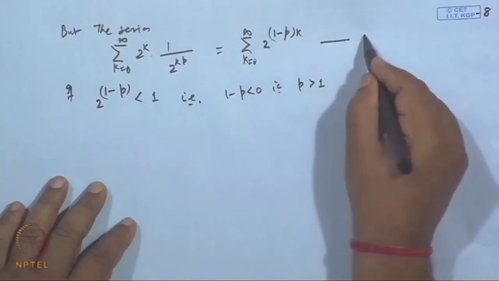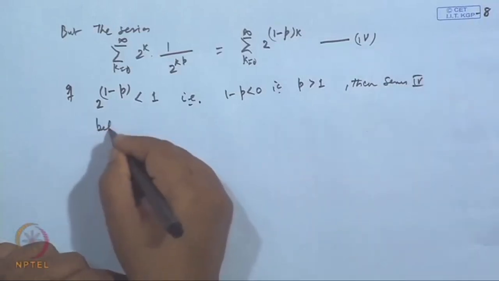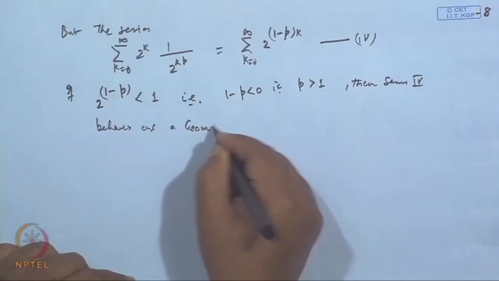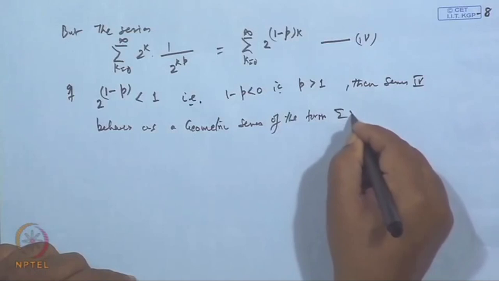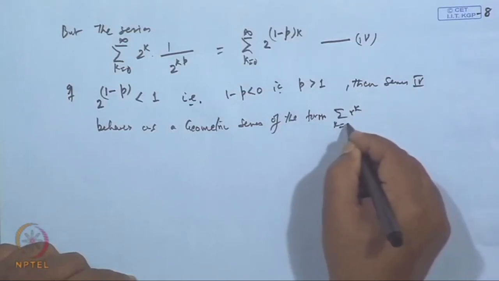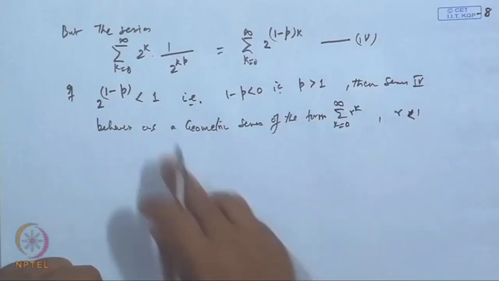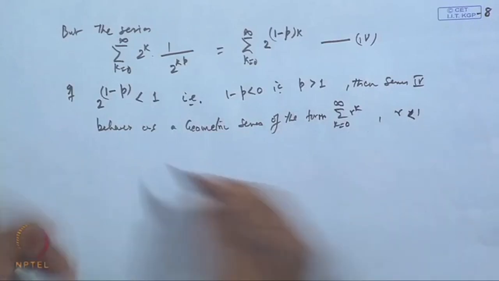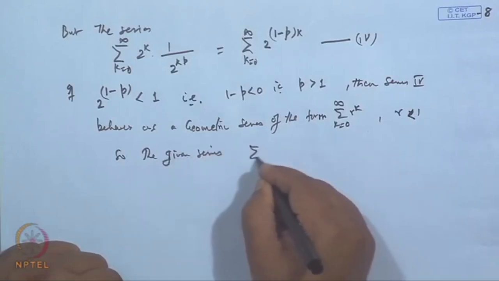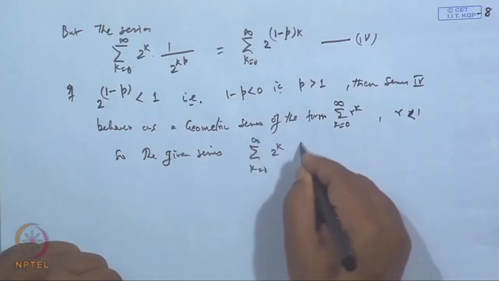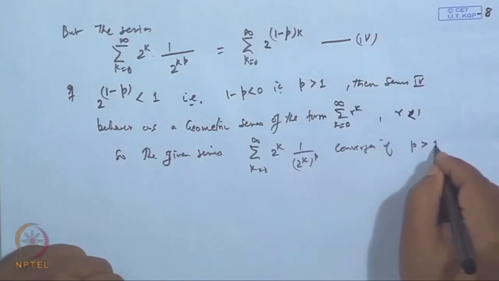In this case, the series behaves as a geometric series of the form sigma r to the power k, where k is 0 to infinity and r is less than 1, because r is this term. So, in that case it converges. Thus, the given series sigma k equal to 0 to infinity, 2 to the power k times 1 by 2 to the power k, to the power p, converges if p is strictly greater than 1.